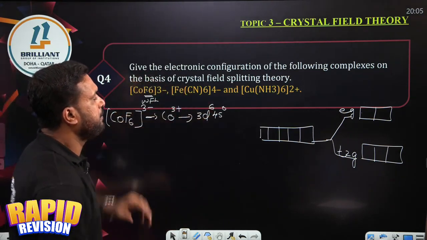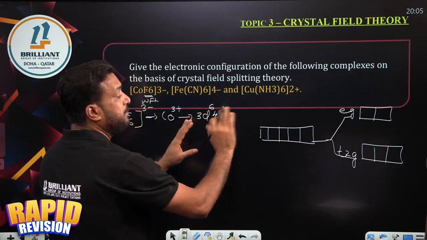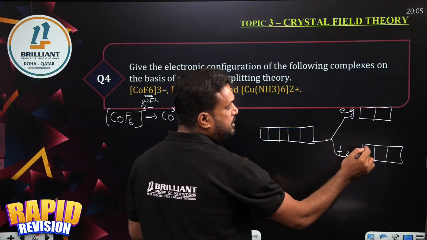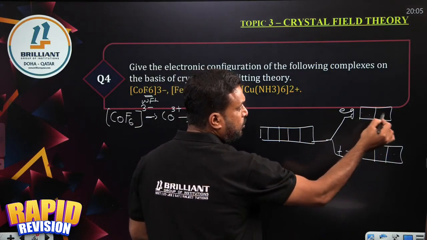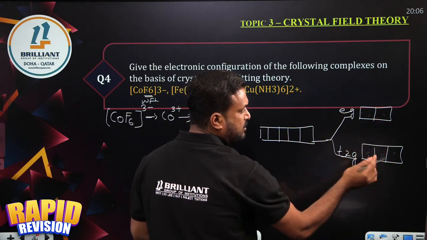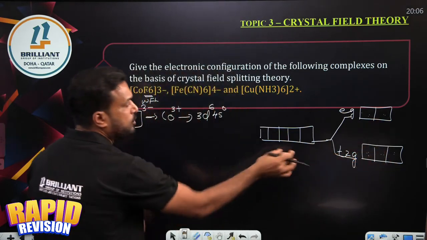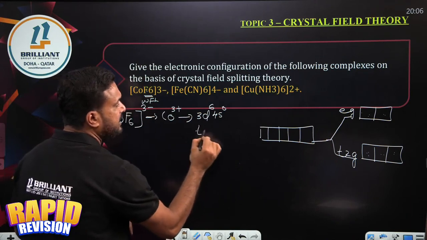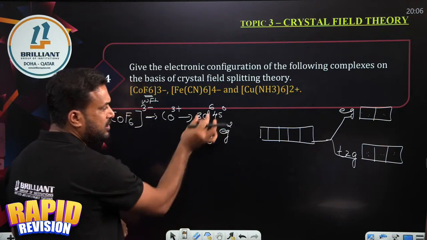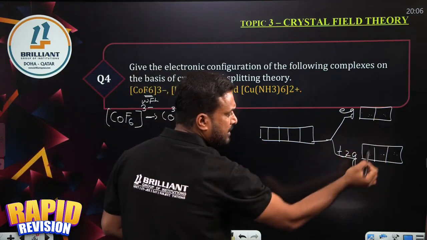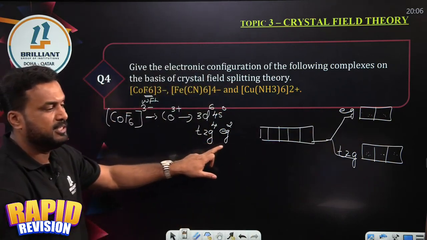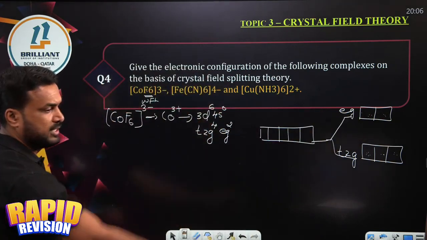A weak field ligand will not cause pairing up of electrons. That means how will you distribute the electrons? 1, 2, 3, 4, 5, 6. There is no pairing up. Now how many did you get in the t2g? You got 4, right? So I will write t2g4. And eg, how many? 2. This 6 I am distributing 1, 2, 3, 4, 5, 6. So here total I got 4, here 2. This is the configuration we need to write: t2g4, eg2. Yes, good.